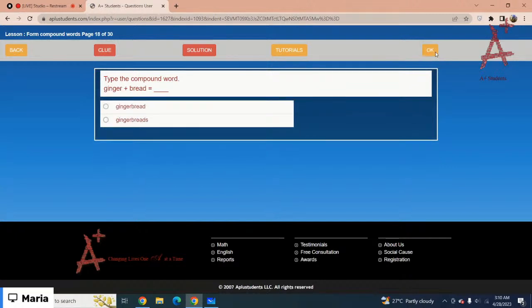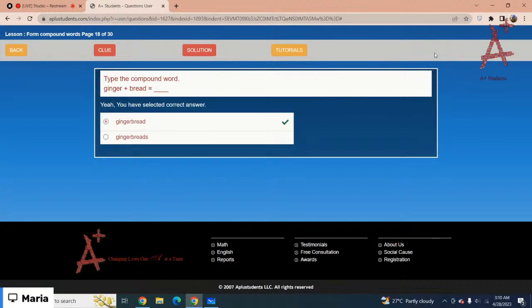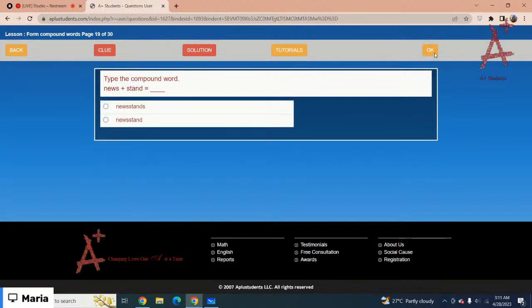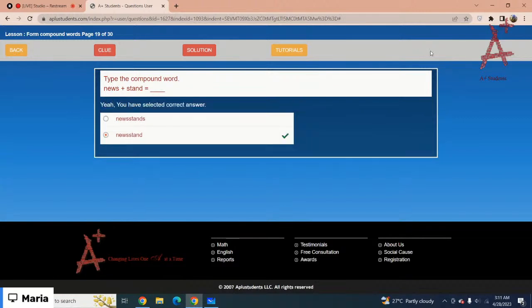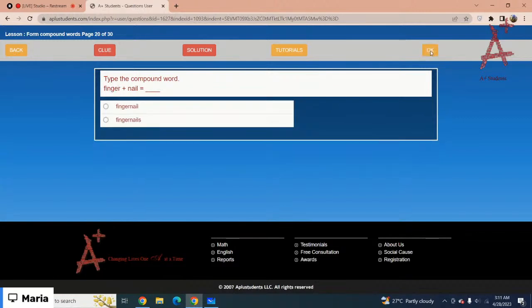Okay, ginger plus bread. So together they make gingerbread. Got it. That is option number one. Okay. News plus tan. That is not a real word. Got it. Option number two is the correct option for this one. Very good. Finger plus nail.